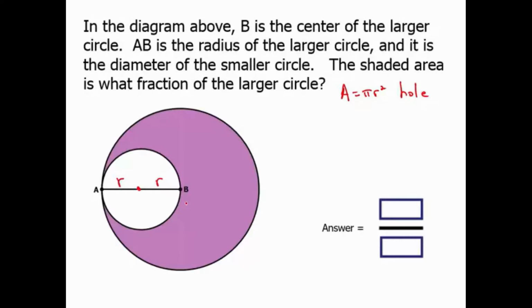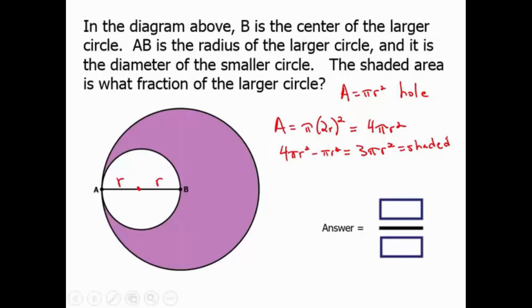It also means that the larger circle has a radius of 2r. So its area would be pi times 2r squared. And of course that would be 4 pi r squared. So that's the area of the whole circle. The shaded region would be the difference between these. So 4 pi r squared minus pi r squared, well, 4 of anything minus one of those things is 3 of those things. 3 pi r squared is the shaded region.